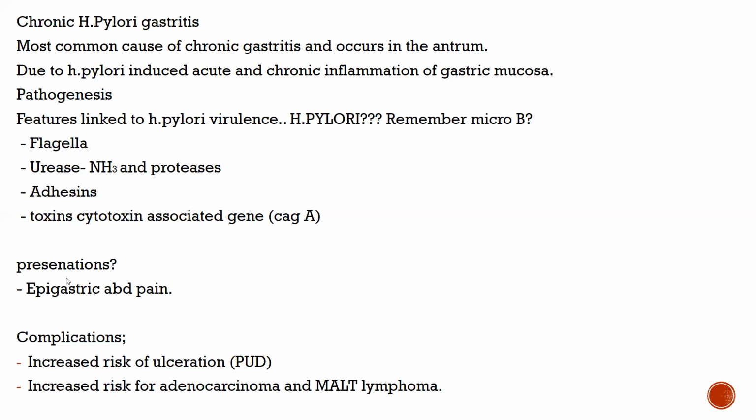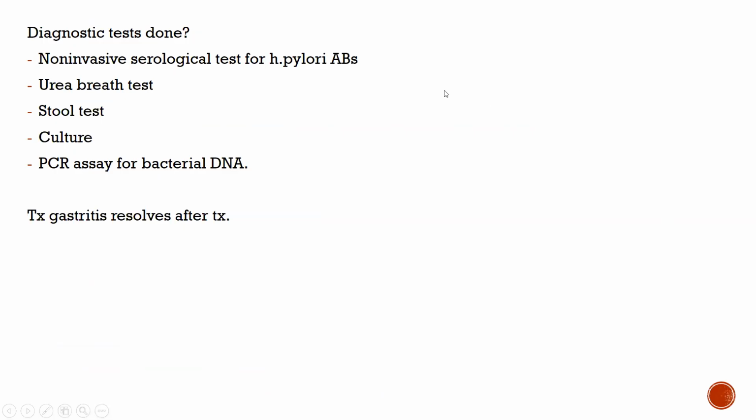Okay, how does the patient present? The patients present with epigastric abdominal pain. What are the complications? There's increased risk of ulceration, something called peptic ulcer disease. There's also increased risk for adenocarcinoma and MALT lymphoma. How do you diagnose? You use non-invasive serological tests for H. pylori antibodies. That's the first one. Urea breath test, stool test, culture, and PCR. So I want someone to explain to me how this works.